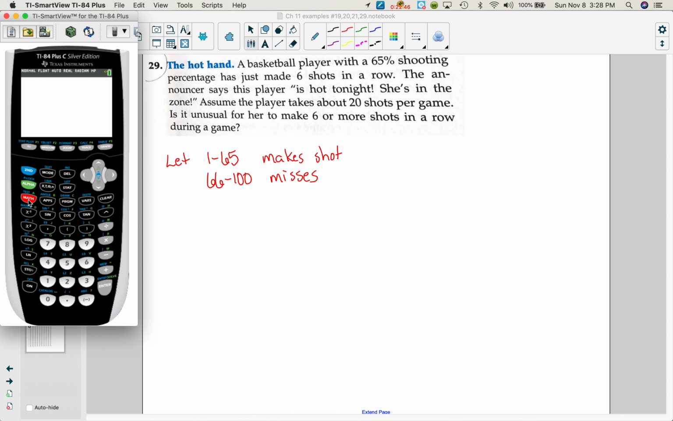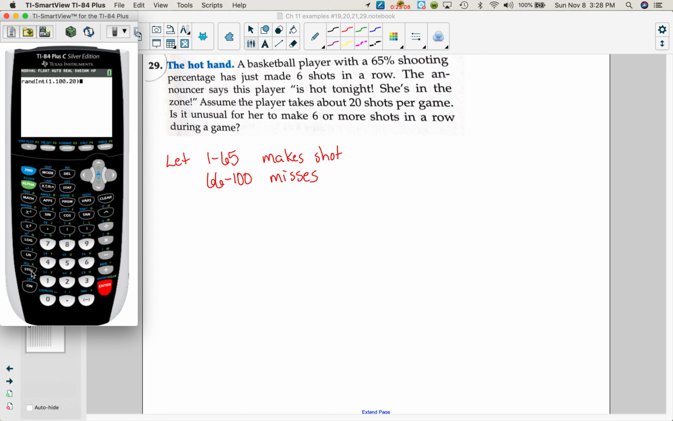Let me show you how to get to this. If you go math and then to probability, and then you want to use number 5, which is random integer. So I'm going to choose that. I want numbers that go from 1 to 100, and I want 20 of them. And then you're going to paste. And you get this menu, and I want to store these somewhere, and I'm going to store them in L1.